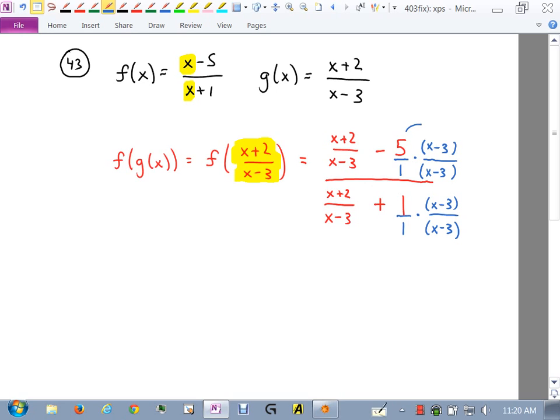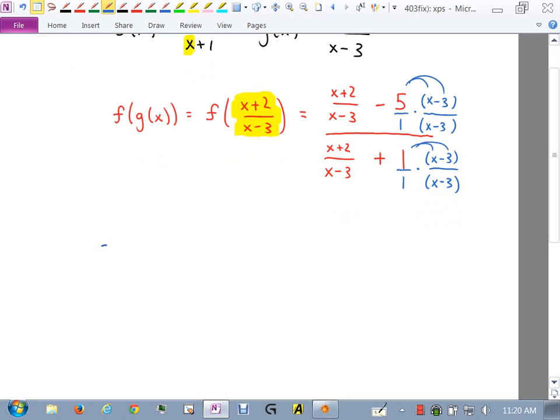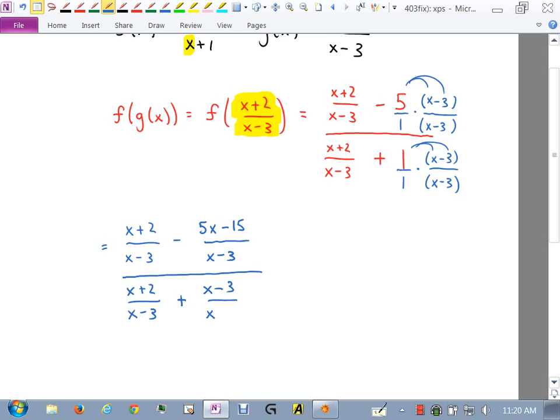I will distribute the 5 through. I'll distribute the 1 even though that doesn't do anything. And I'll just rewrite the whole thing. X plus 2 over x minus 3 minus 5x minus 15 over x minus 3, over x plus 2 over x minus 3 plus x minus 3 over x minus 3.